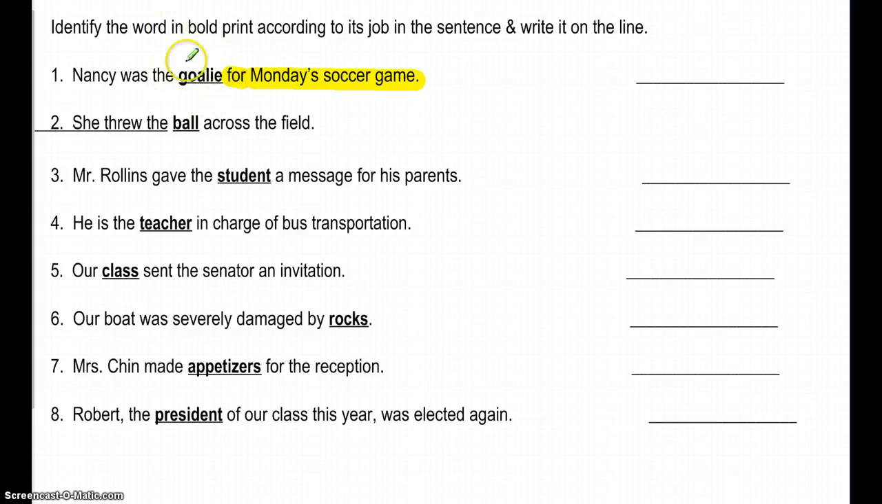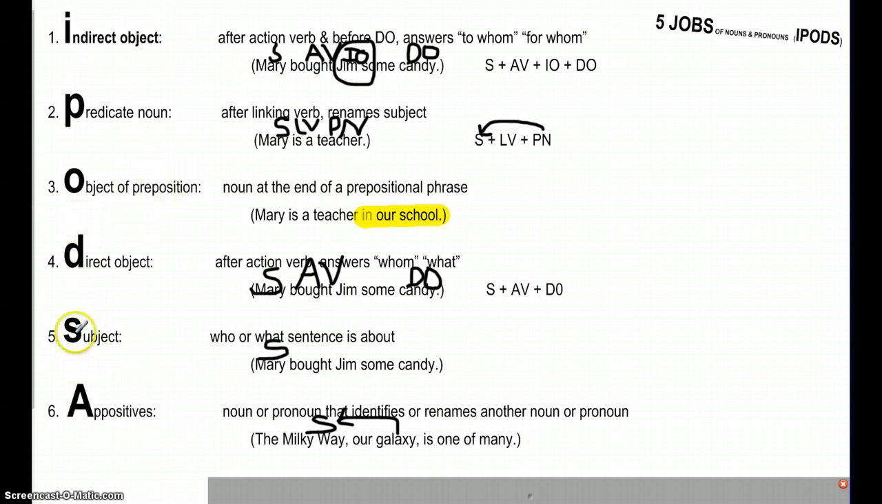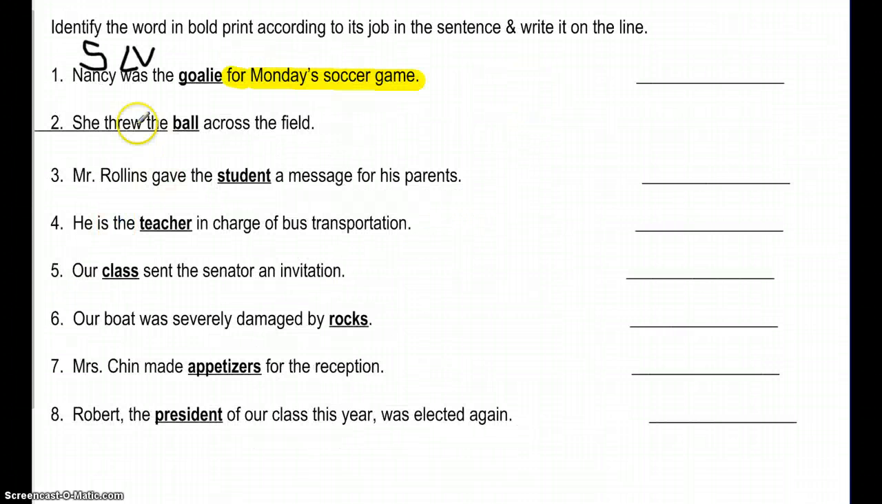I still haven't figured out the job of my noun goalie, so I'm going to start by looking for my subject. Nancy is who the sentence is about. Then I look for my verb. Nancy was, and that is a linking verb. And so if I look back to my sentence patterns, what's allowed to come after a linking verb? A predicate noun. So Nancy was the goalie is a noun that renames what Nancy was.